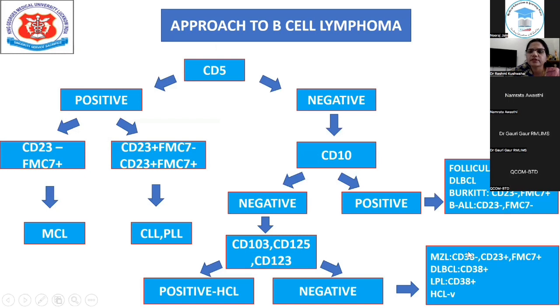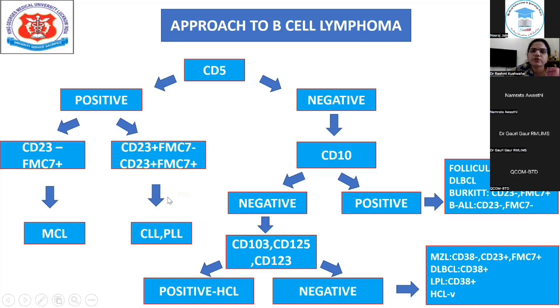So, further to discuss how to approach this B cell lymphoproliferative disorder, this is an algorithm that gives a clue. Initially, after gating with CD19, we check for the presence of CD5 in the gated population. If the CD5 is positive, we check for the presence of CD23 and FMC7. CD23 positive and FMC7 negative points towards chronic lymphocytic leukemia. If CD23 is positive and FMC7 is also positive, it is prolymphocytic leukemia.